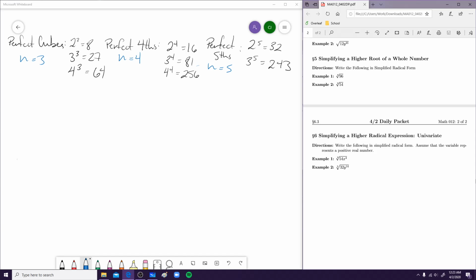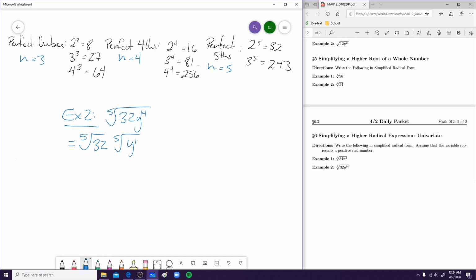Now for our final example of the day. We want to find the fifth root of 32y to the 14th. Again, we want to separate the coefficient and its variable. So this becomes the 5th root of 32 times the 5th root of y to the 14th.